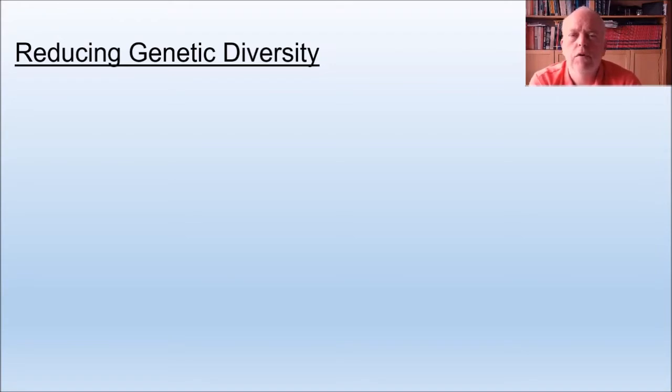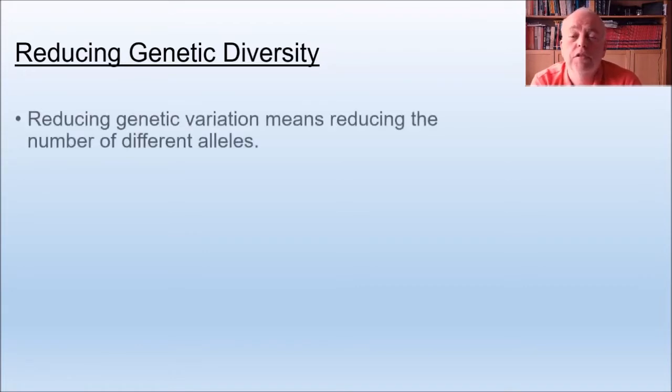So it's a really important principle that if we are doing things that reduce genetic diversity, or things occur that reduce genetic diversity, it can have quite adverse effects on a particular population and a particular species, because we're reducing the number of different alleles that are there.